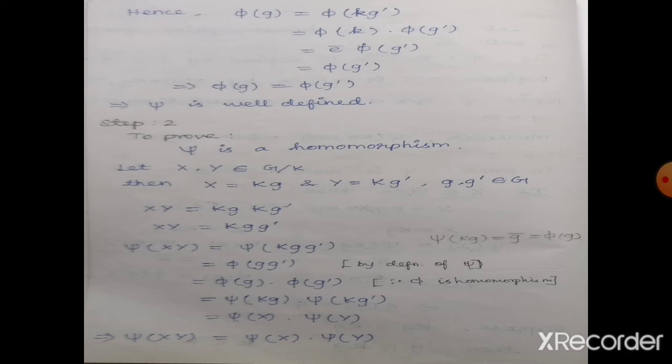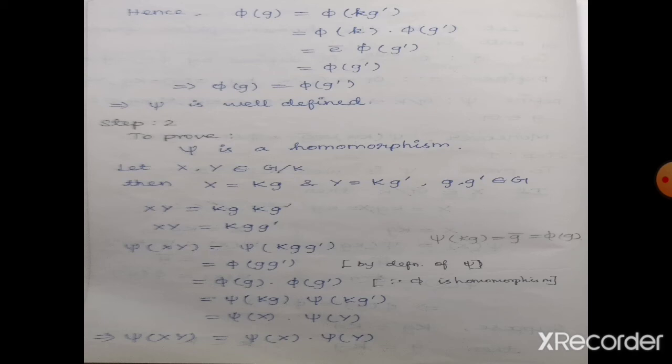So on both sides you have to put psi of xy is equal to psi of kg dash. You know that psi of kg means g bar. So the g bar can be written as phi of g. So here instead of g we have g dash, so easily we can write phi of g dash. Phi is a homomorphism, so you have to write phi of g into phi of g dash.